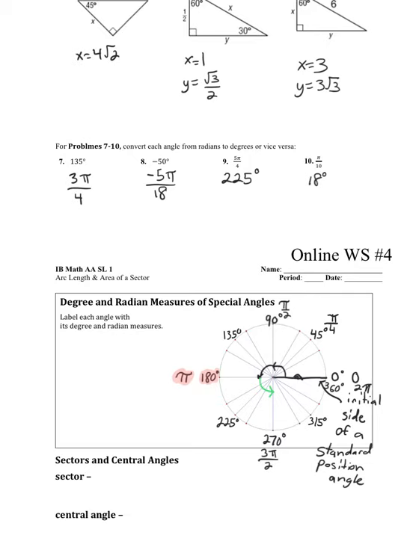But then we can count around the circle. 45 degrees is 1 pi over 4. 90 degrees is 2 pi over 4. 135 degrees is 3 pi over 4. 180 degrees is 4 pi over 4, and it simplifies to 1 pi. 225 is 5 pi over 4. 270 is 6 pi over 4, which simplifies to 3 pi over 2. 315, that's 7 pi over 4. And 360 is 8 pi over 4, which is 2 pi.